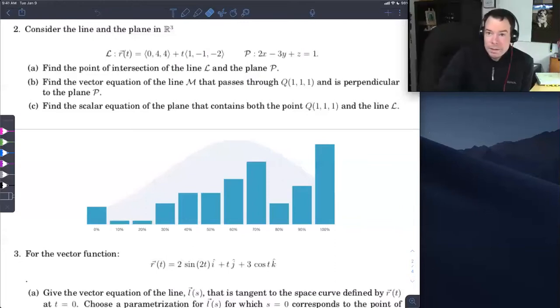As I've said, the solutions are posted. You can find the solutions on the assignments page of Canvas. You can also find them in the exam resources page, so have a look at those.